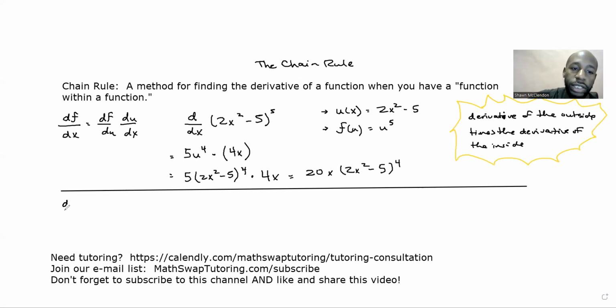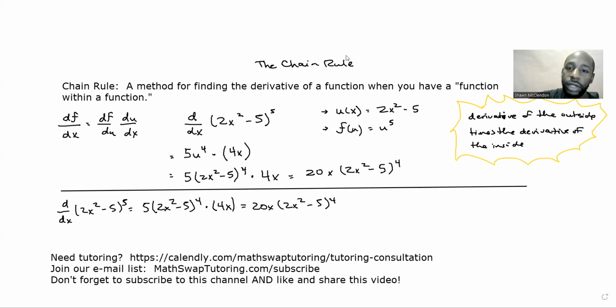So let's write this down again. The derivative with respect to x of 2x squared minus 5 to the 5th. We're going to do the derivative of the outside first. So that's going to be 5 times 2x squared minus 5 to the 4th, times the derivative now of the inside, which is just 4x. So that's going to be equal to 20x times 2x squared minus 5 to the 4th. And as you see, my answers match up.